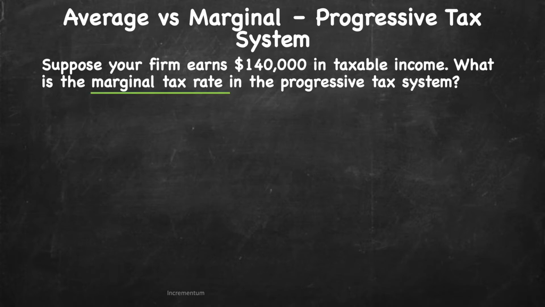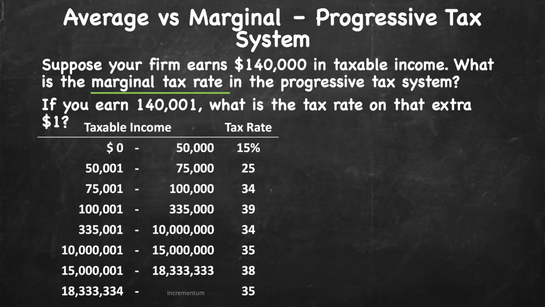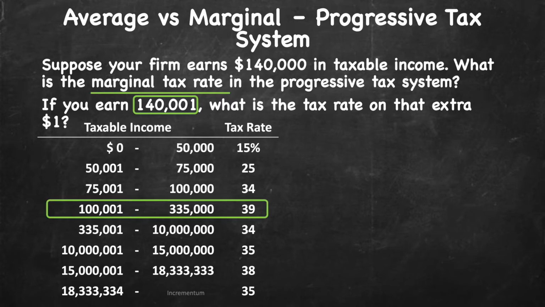In this question, we're looking for our marginal tax rate. That means we're really asking that if we earned one extra dollar, so if we're now earning $140,001, what is the tax rate on that extra dollar that we've earned? If we look at our progressive tax table, we need to figure out where $140,001 is, and we can see that it's in the fourth bracket. So if we earn one more dollar of income, then that extra dollar is going to be taxed at 39%. That means that our marginal tax rate is 39%.